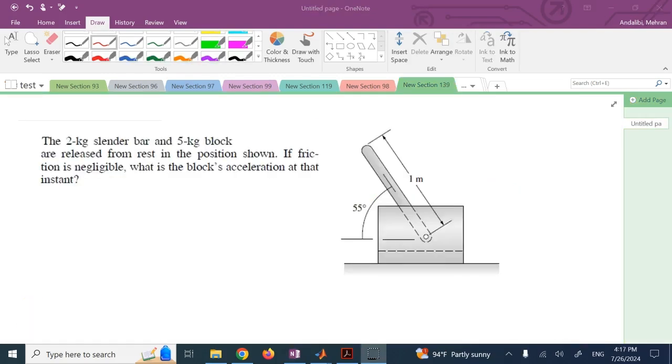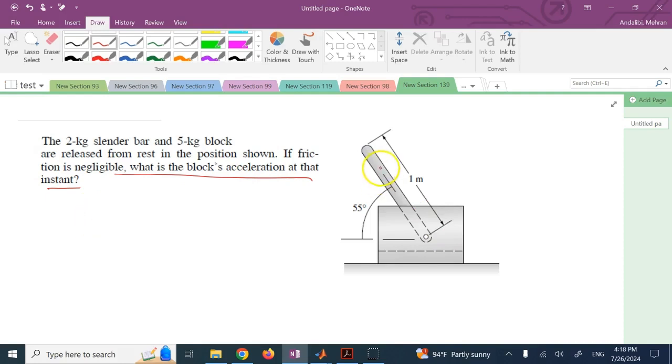Okay, for the second problem here, we have the inverted pendulum on the cart. The length of the pendulum and the angle are given, the masses are given. The system is released from rest. If the friction between the cart and the ground is negligible, you want to find the acceleration of the block at that point, okay? So if this acceleration is a, you need to find it.